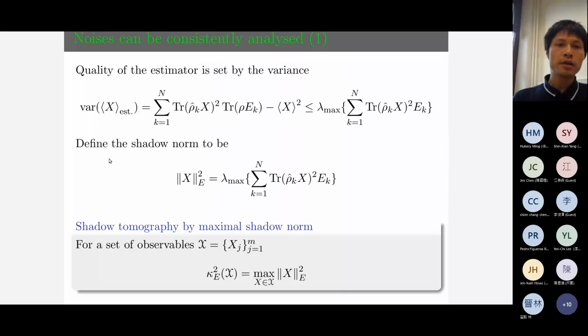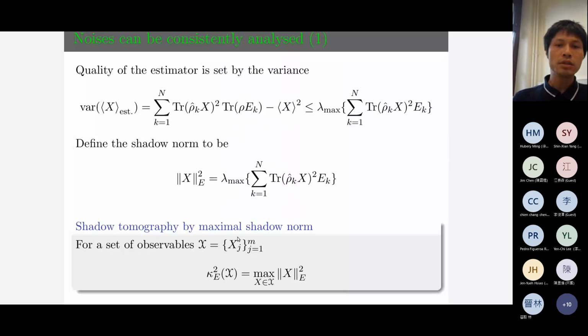So we end up with the definition of shadow norm, which is the same as the definition in the Nature Physics paper that I cited before. This is the maximum eigenvalue of this sum.